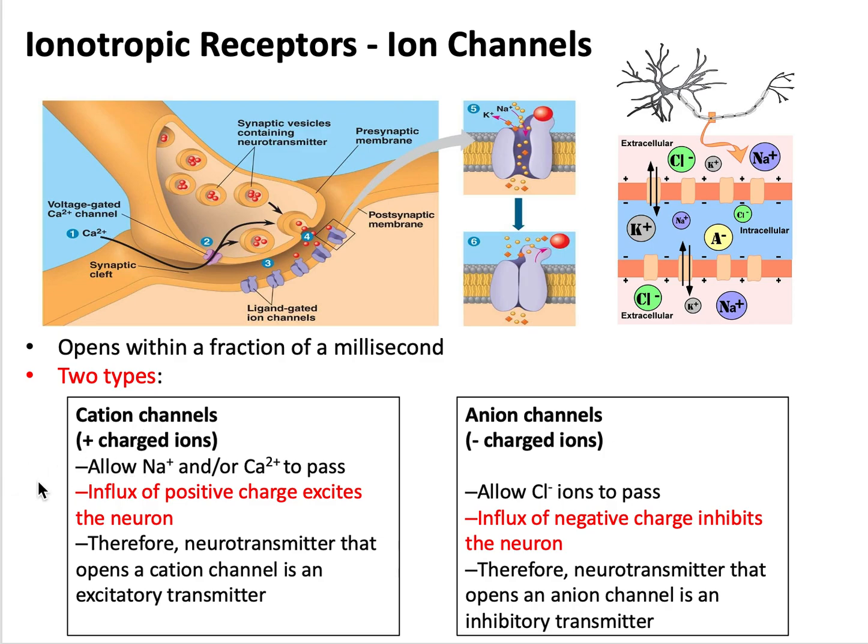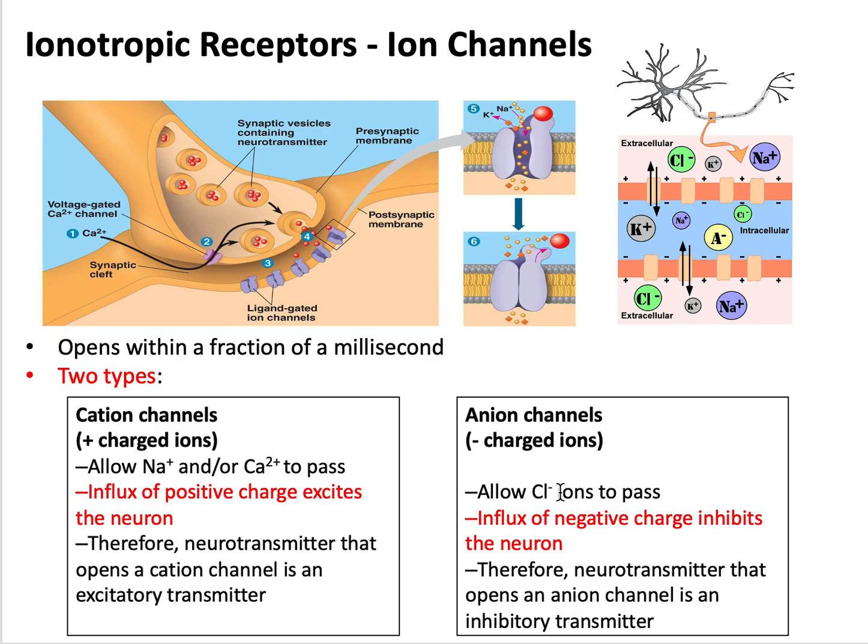But if there's an influx of positively charged ions into the postsynaptic cell, that's going to cause depolarization and it's going to excite the postsynaptic neuron. If there's an influx of negatively charged ions, like chloride ions, that's going to make the resting membrane potential more negative. It's going to cause hyperpolarization, and therefore it's going to inhibit the postsynaptic neuron. I'll talk more about this later.